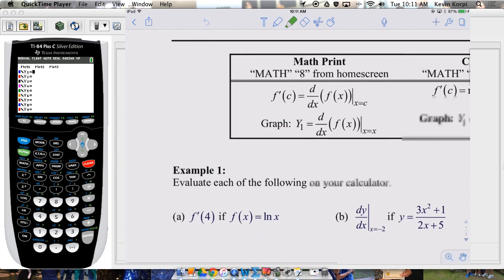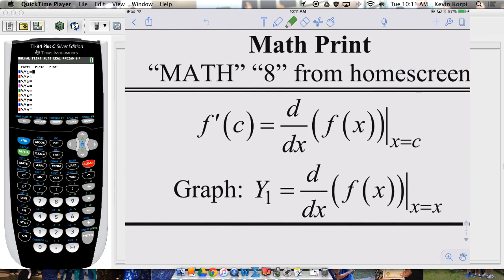All right, so there's two ways to find a derivative or a slope value on your calculator. You can do it from the home screen, which will allow you to find a numeric value of a derivative, and you can even graph a derivative if you do the commands that I'm going to show you in Y1. It'll sketch the graph of the derivative.